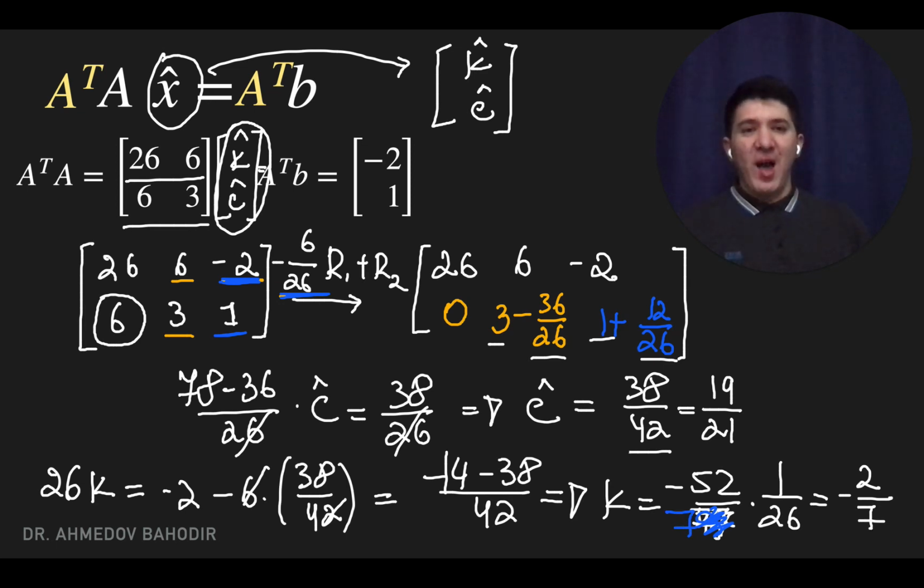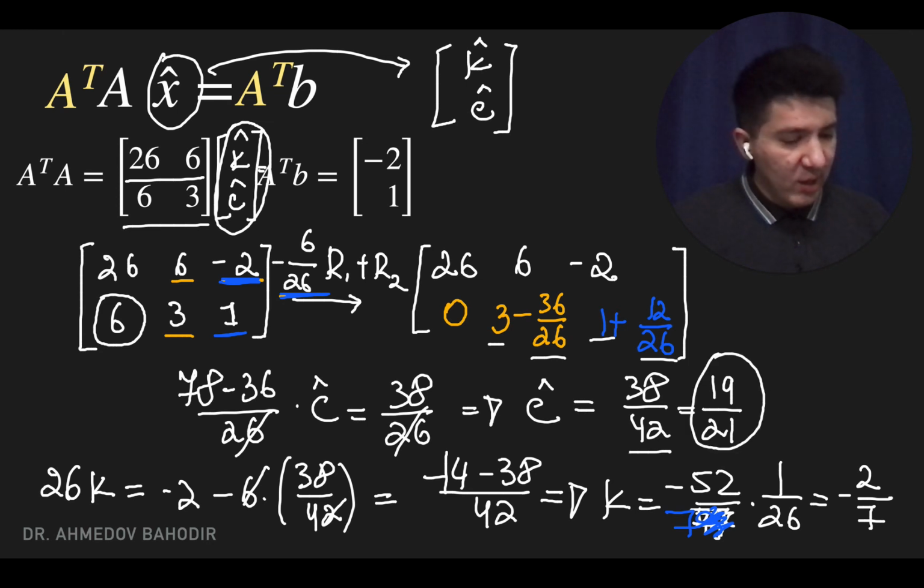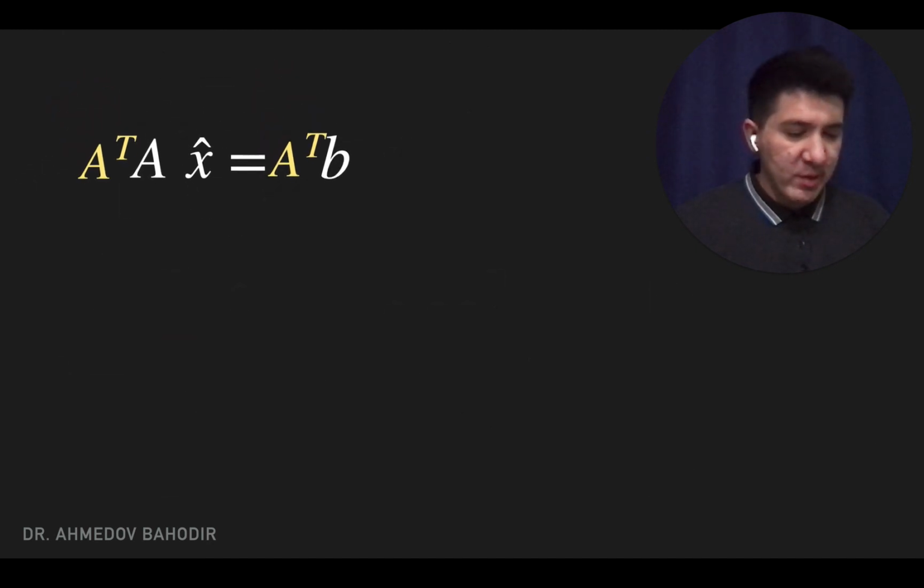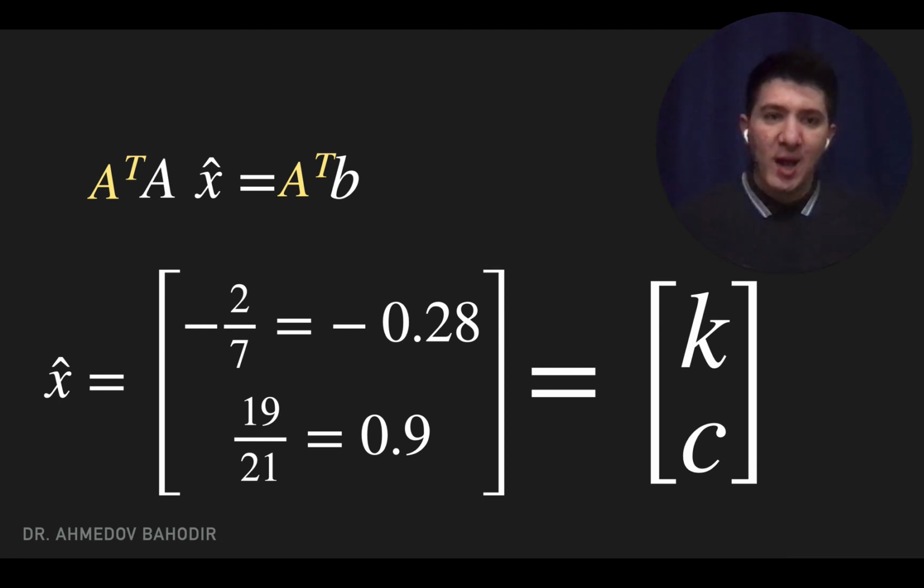Okay, that's the value of k hat, and this is the value of c hat. They are going to be the solutions of our system. They are going to be the parameters of that line. So k hat, c hat is equal to minus 0.28 if we write this in decimal form, and 19 over 21 is going to be roughly 0.9 in decimal form.